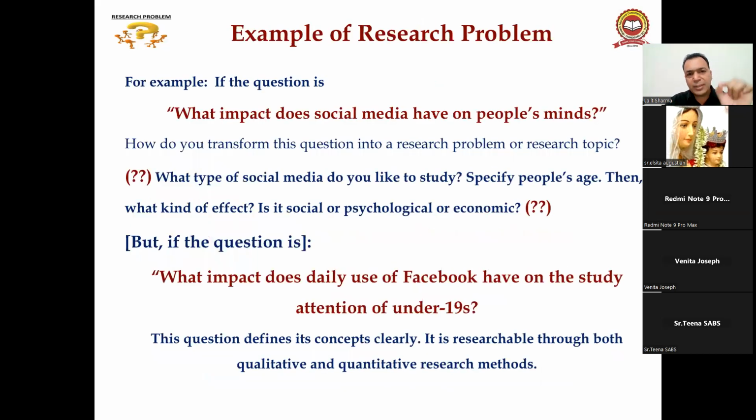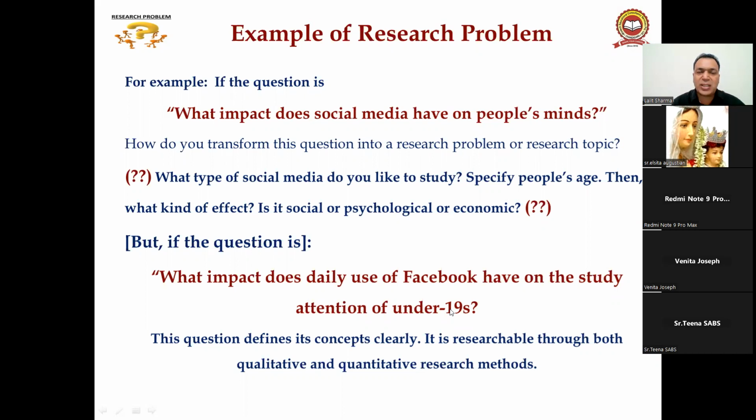Right? Now see an example of a research problem. Okay. For example, if the question is, what impact does social media have on people's mind? Right? See the statement very carefully. What impact does social media have on people's mind? Guys, it can be a problem, it can be a statement, but you cannot say this is a research statement. Okay, because research is a systematic activity, right? Then this is the problem. You have to work on that sentence to make it a research problem. Okay, so first read this sentence. What impact does social media have on people's mind?